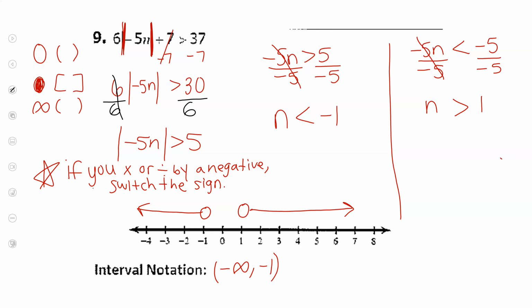Okay, then we're going to use the union symbol. The next thing is 1. So put a parenthesis at 1, and this goes off to infinity.